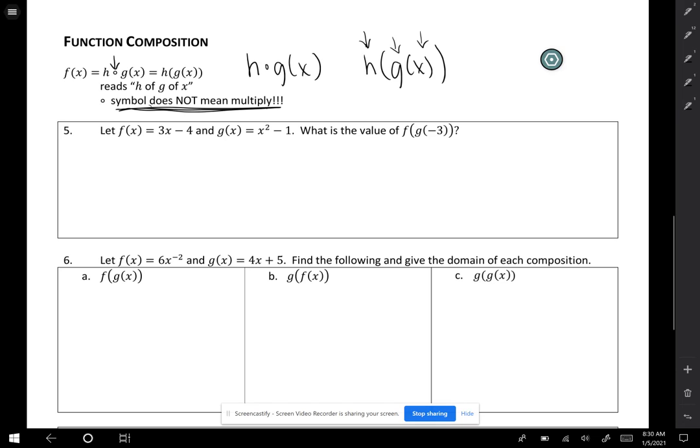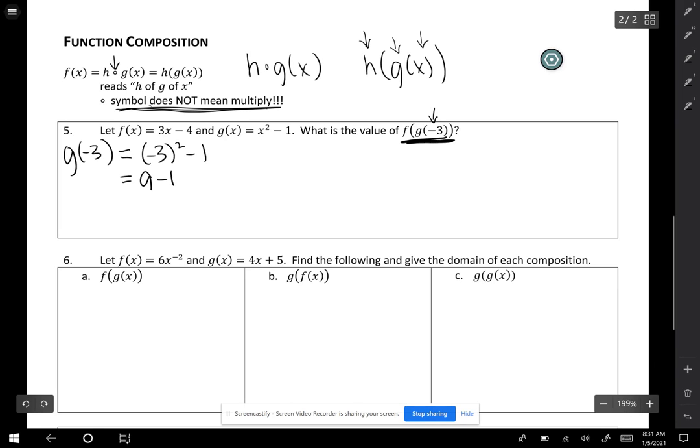For number 5, it says let f of x equal 3x minus 4 and g of x equal x squared minus 1. What is the value of f of g of negative 3? So like we do in order of operations, we're going to start on the innermost here. I'm going to take a look at g of negative 3 first. So what that means is in the function g, I'm going to replace all the x's with negative 3. So I get negative 3 squared minus 1. Negative 3 squared is 9, and 9 minus 1 is 8. So that was g of negative 3.